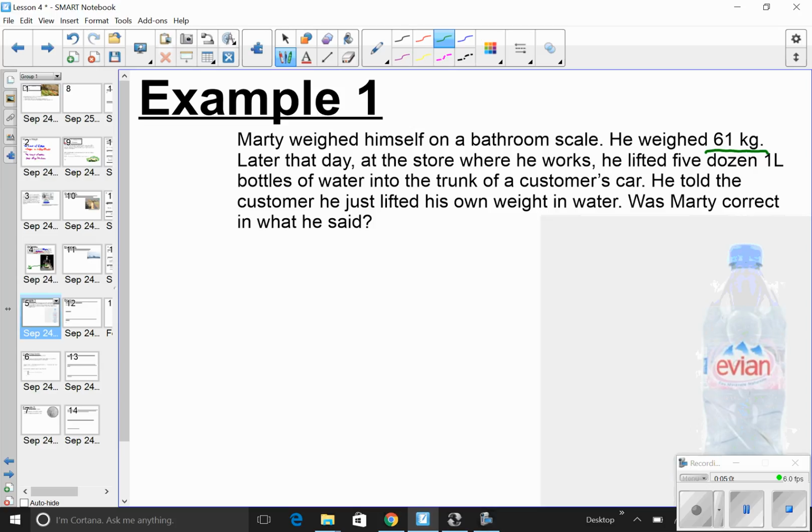First, let's figure out how many liters of water he lifted. He said that he lifted 5 dozen 1-liter bottles. Dozen means 12. So 12 in a dozen, and he lifted 5 dozen. 12 times 5, that means he lifted 60 bottles.